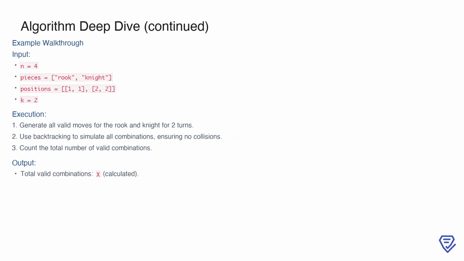To understand this algorithm in action, consider an example. Suppose the chessboard is 4 times 4, with a rook starting at position 1, 1, and a knight starting at position 2, 2.